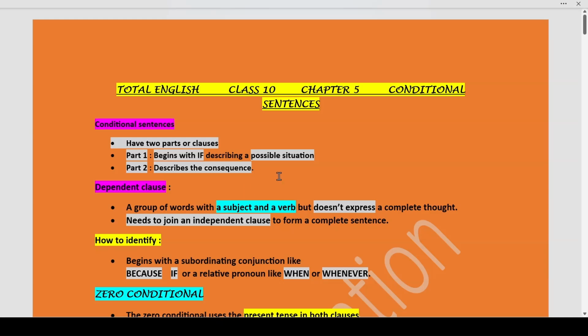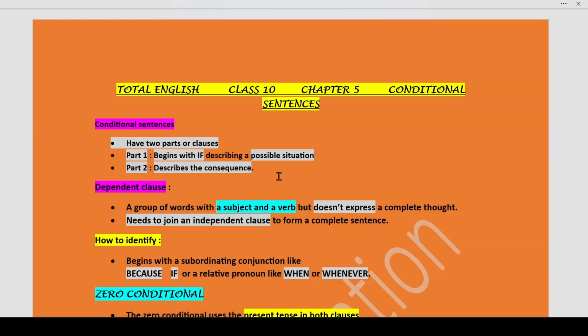Now, a conditional sentence always consists of a dependent clause and an independent clause. Now, what is a dependent clause? It is a group of words which has a subject and a verb. Both are present. The subject is present, about whom we are talking in the sentence, and what action is being done by that subject, which is the verb. Both of them are there in the sentence, but still they will not convey a complete thought. Only when this dependent clause joins with an independent clause will it form a complete meaningful sentence.